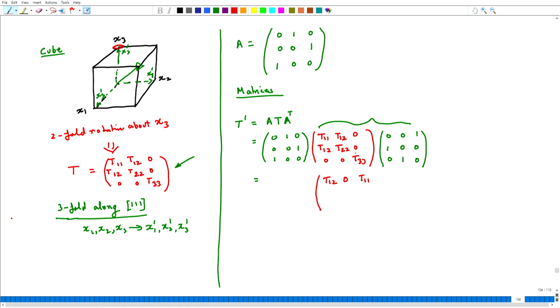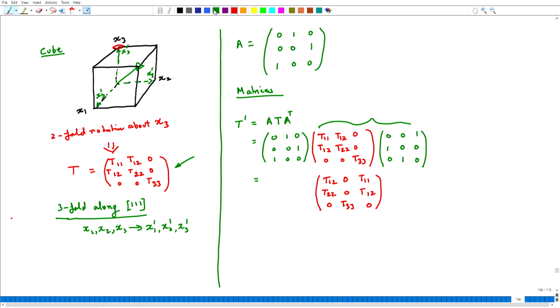Now, second row into the first column, this is T22, second row, second column 0, second row, third column T12. Then I have the third row into the first column. So, this is 0, this would be T33 and this will be 0 again.